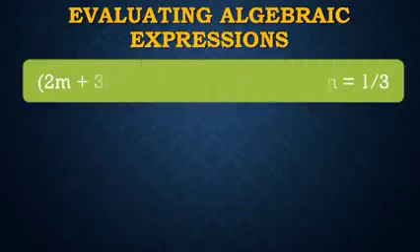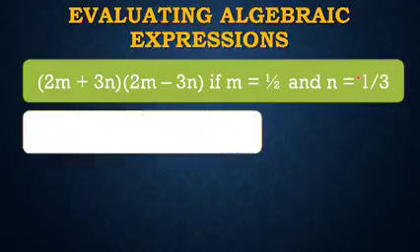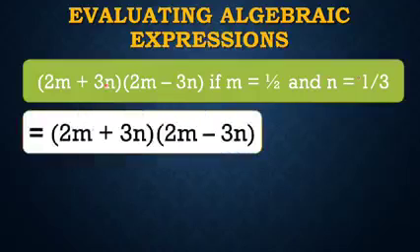We have 2m plus 3n times 2m minus 3n, if m is equal to 1/2 and n is equal to 1/3. So copy first the algebraic expression, that is 2m plus 3n times 2m minus 3n. Again, the only rule when evaluating an algebraic expression is to substitute.